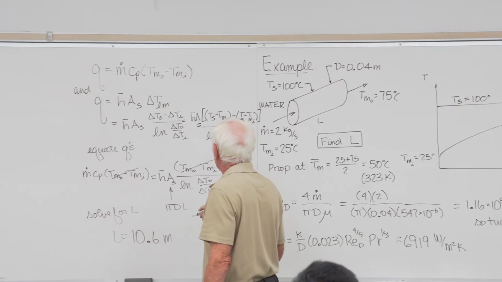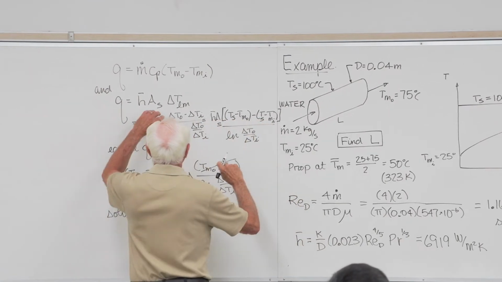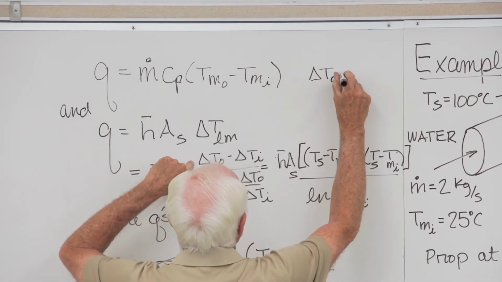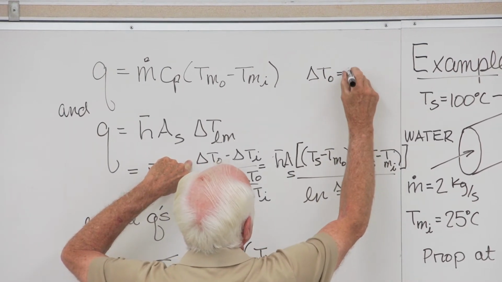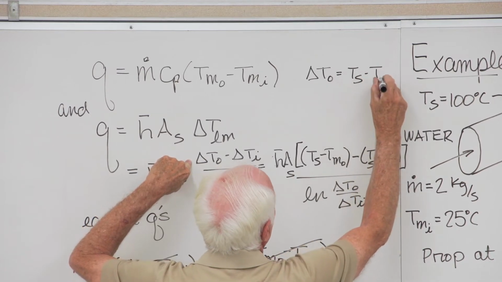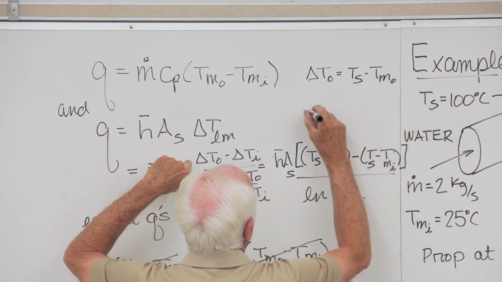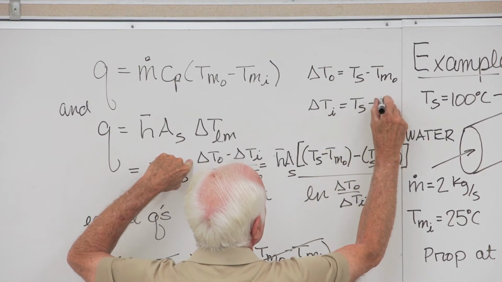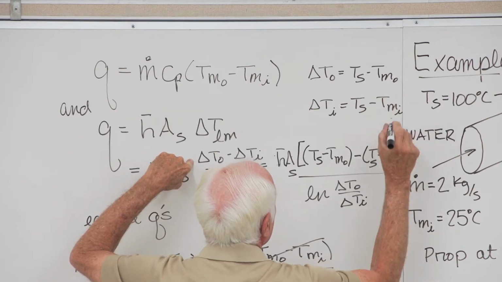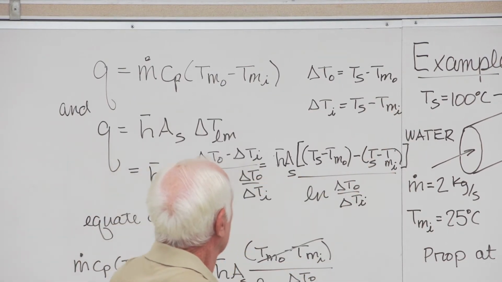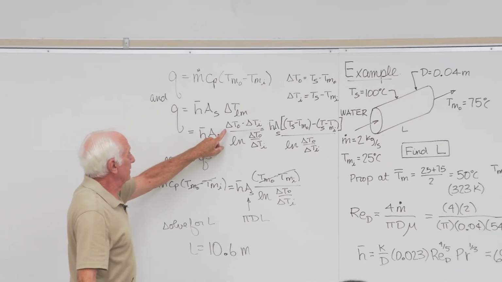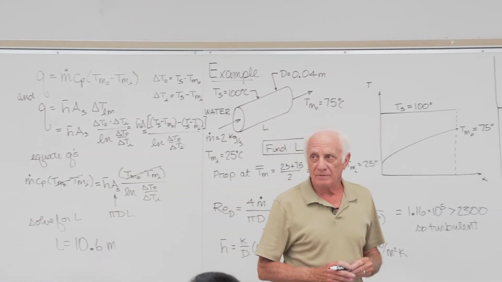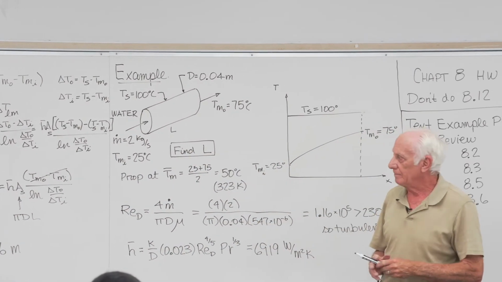Okay, this guy here, delta T out, is equal to T surface minus T mean out. Delta T in is T surface minus T mean in. So that guy goes there, that guy goes there. All right, any questions on that before we go on to the next example?